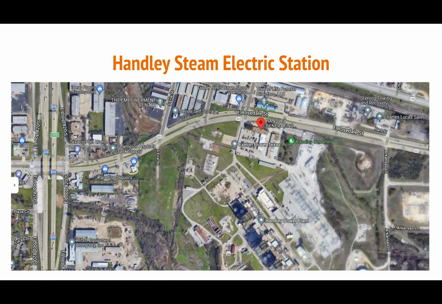The generating station is marked by the red location pin here on Google Maps. This station is in more of an industrial area, which is very close to Interstate 820 on the left, a major roadway in Fort Worth. Off to the right, you would find a few neighborhoods that eventually lead out into more established neighborhoods, churches, and schools.